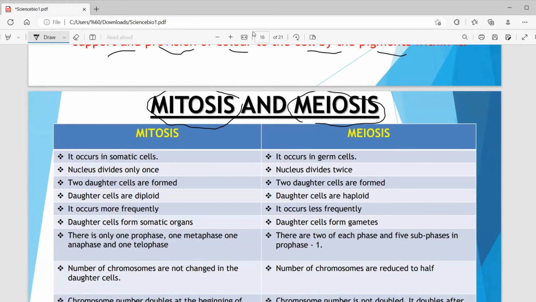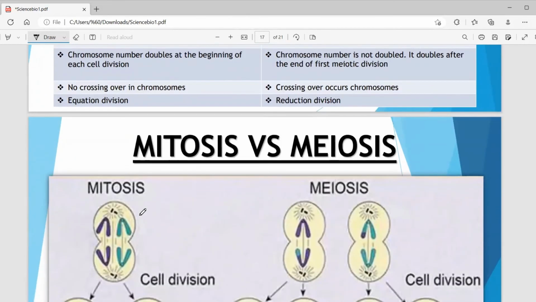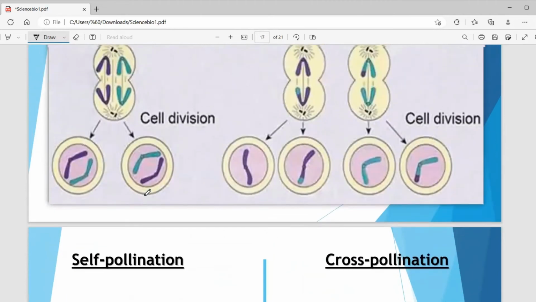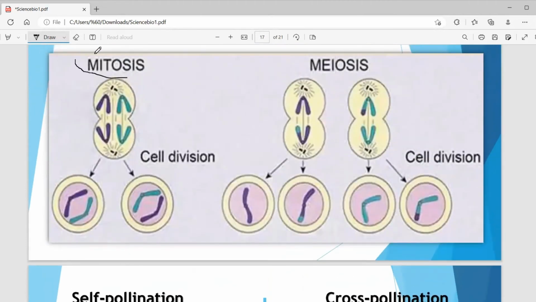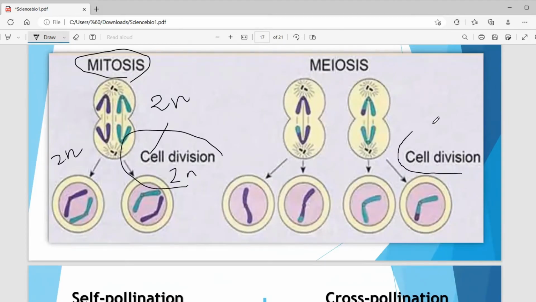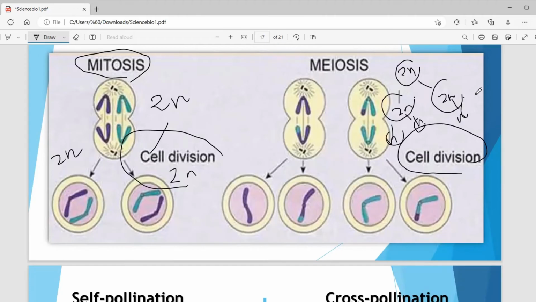Mitosis, I have added the figure here. I will go through this basic fundamental. In mitosis, the cell division is 2n to 2n. But in meiosis, it starts as 2n, then it divides again into n, and this is also n. This is called meiosis.